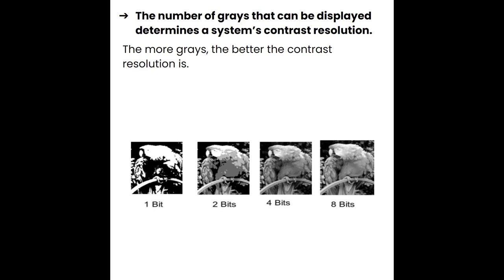I mentioned at the beginning of talking about scan converters that the spatial and the contrast resolution is determined by pixels and bits, and that is because the number of grays that can be displayed is going to determine a system's contrast resolution. If there are more grays, we are going to have better contrast resolution. So remember, one bit can only be black and white, 2 bits can display 4 shades of gray, 4 bits can display 16 shades of gray, and 8 bits can display 256 shades of gray. So we are seeing much more contrast resolution in this image compared to this one, which is very contrasty, and we're losing a lot of the detail.